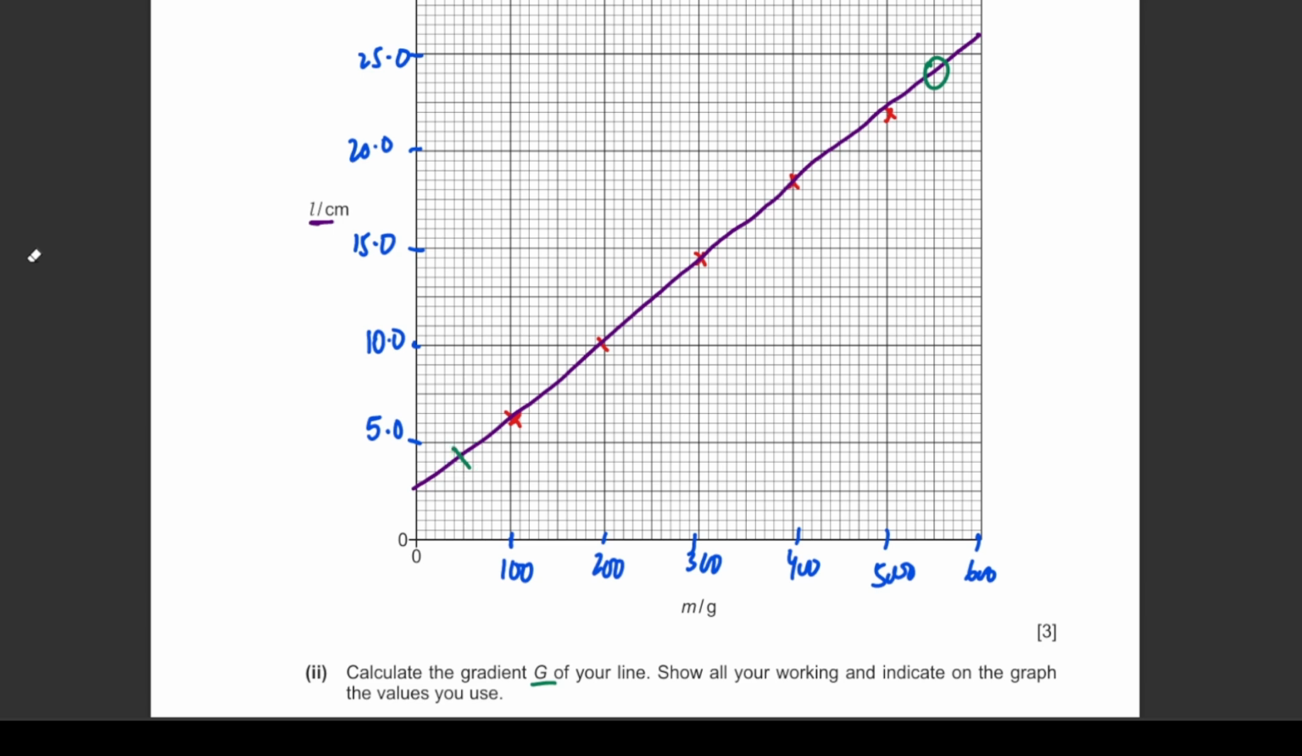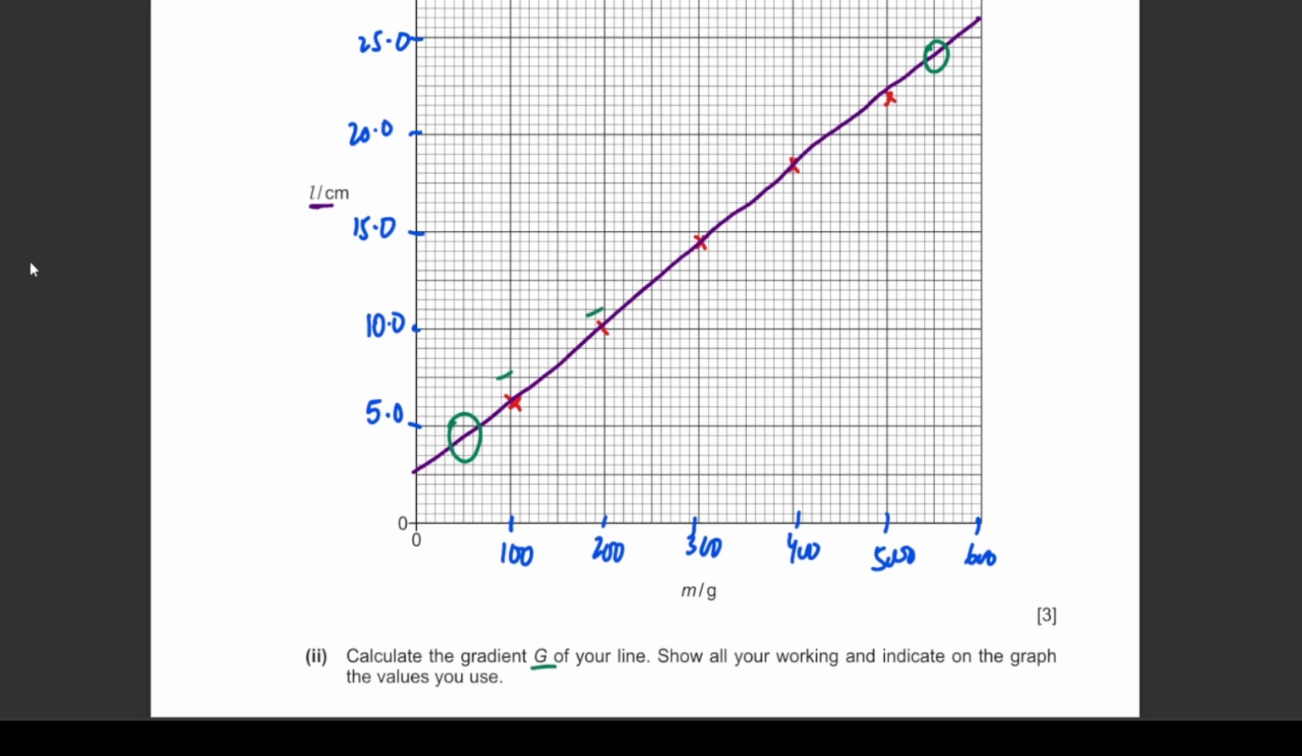I wouldn't put a cross over here. I would put a circle, to be different from the crosses that I've put for the coordinates. And then I would draw a dotted line with the help of a ruler to show the examiner that these are the coordinates that I've taken, and this is the triangle of gradient that I will be choosing.